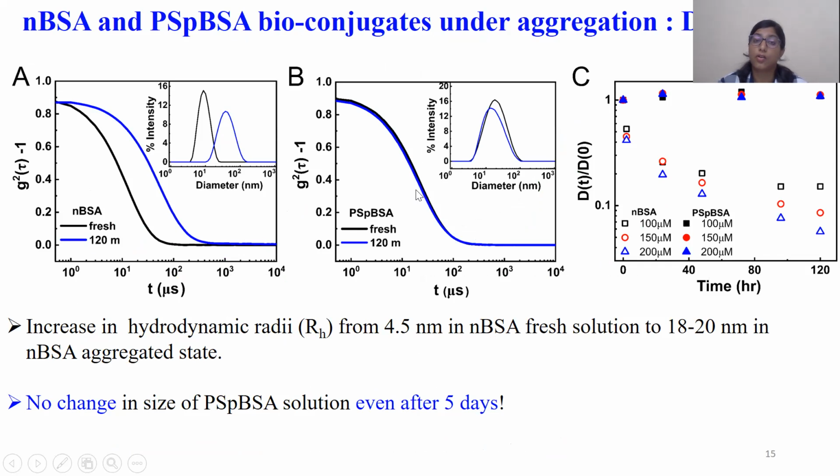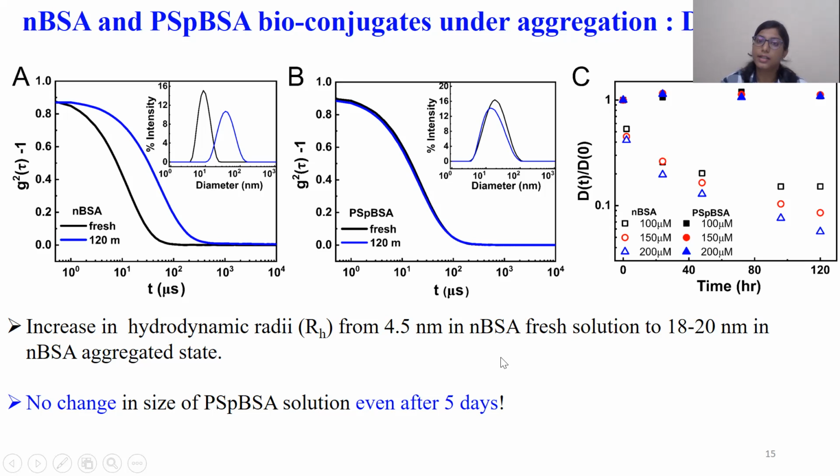Whereas if you look at the polymer surfactant conjugated BSA, there is no change in size after 2 hours, and even after 5 days, we have seen that there is no change in the size of the aggregate of the protein sample. We have further also performed translational diffusion coefficient analysis of the protein samples at 3 different concentrations. And we found that the rate of fibrillation in case of native BSA increases with concentration, whereas the polymer surfactant conjugated BSA has shown no change in the diffusion coefficients even after 5 days. So this again states that the polymer surfactant conjugated BSA does not show any fibrillation, and the polymer surfactant layer around the protein basically prevents it from aggregation.